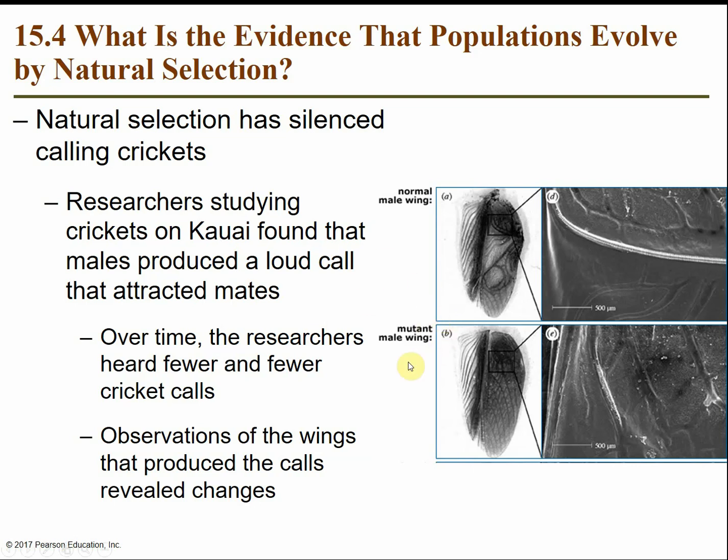But we looked at the wings of the normal crickets and some mutant crickets in the population and noticed that they were changing. Normally the male cricket wing would have this long rigid file that they would grind against to make their song or their sound. But they were noticing that more males in the population had this deformed or really small defective file, so they weren't able to make that loud song, that loud chirp or cricket sound.